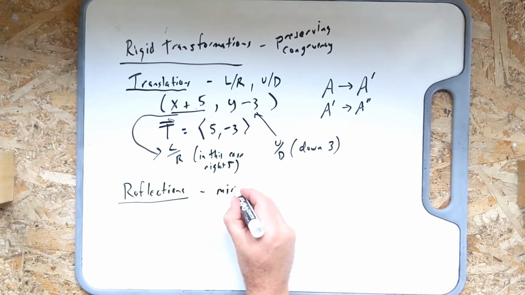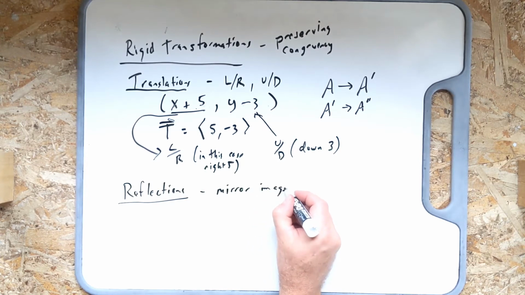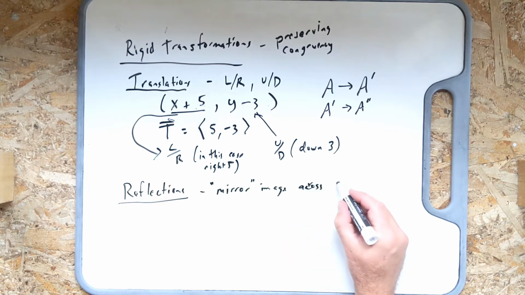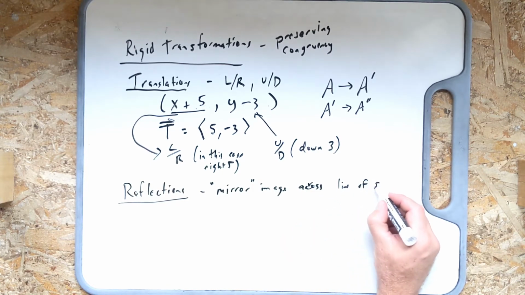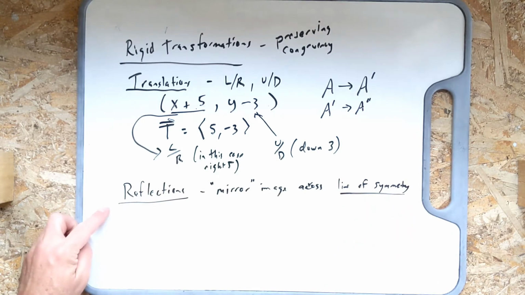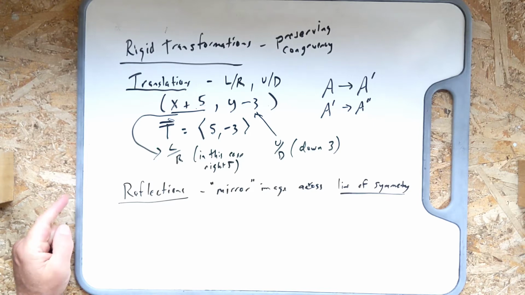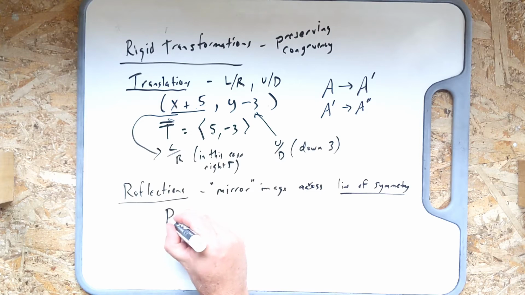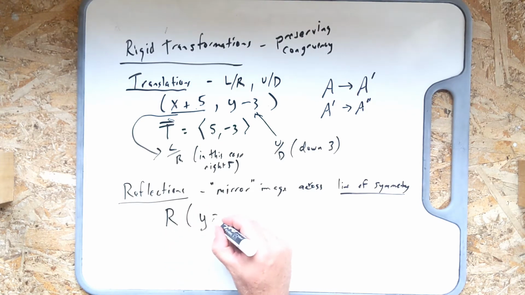Reflections are a mirror image across the mirror, which in geometric terms is called the line of symmetry. We only really did reflections across y equals x, y equals -x, and vertical and horizontal lines. So that's all that will be on the test. How do you write that? You write that as a big R and then the equation of the line, say y equals x plus 2. And that will give you a reflection.